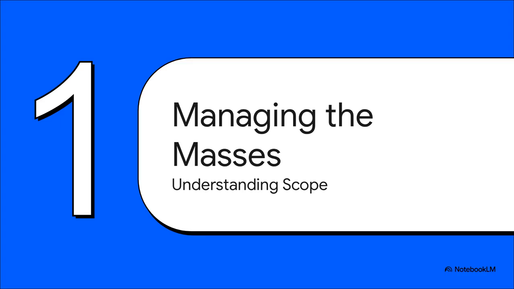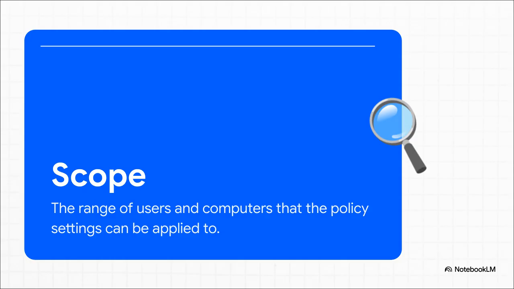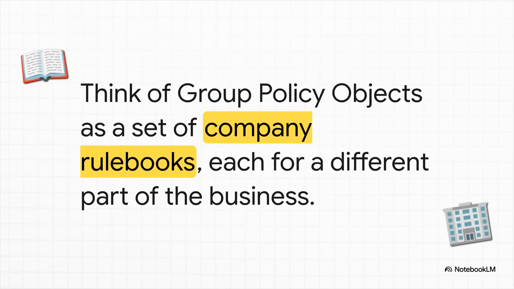Well, it all boils down to one core idea, and that's carefully defining the scope of every single rule you create. Scope is really the fundamental building block of this whole system. It's just a way of defining which computers or which users a policy is going to affect. And getting this right is absolutely crucial because it's the difference between a rule applying to the entire company or just accidentally targeting a single person over in accounting. Big difference.